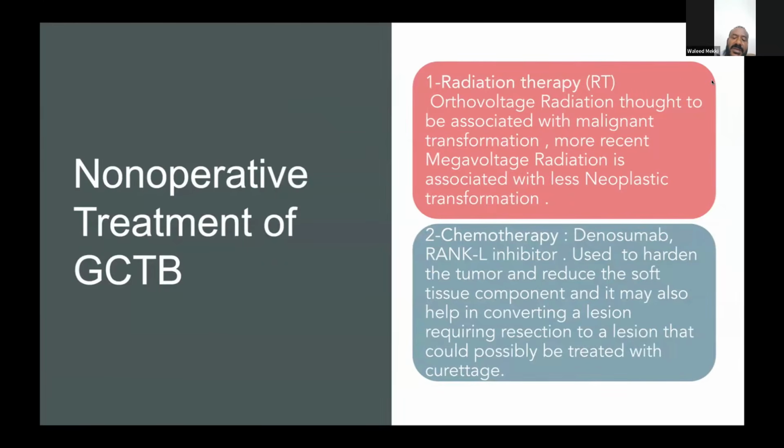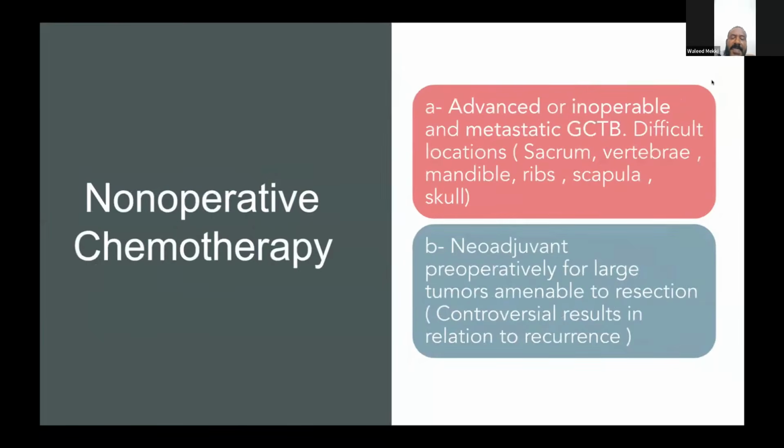For the chemotherapy treatment, we use the famous denosumab, which is a RANKL inhibitor used to harden the tumor and reduce the soft tissue component. It may also help in converting a lesion requiring resection into a lesion that could possibly be treated by curettage.